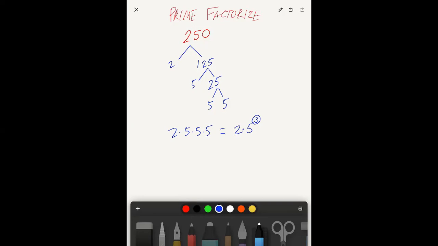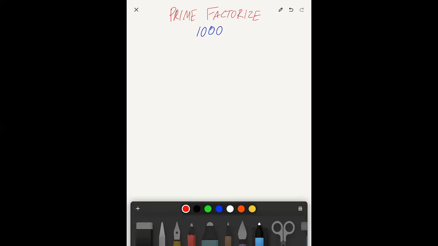Now, let's go and try another number. I said 1,000. Okay, so I start with 2. So I say 2, 500, and then I say 2, 250, and then I can keep doing this, 2, 125. Now I can't. It's not divisible by 2, but it is divisible by 5. So that would be 25, and then this would be 5 times 5.